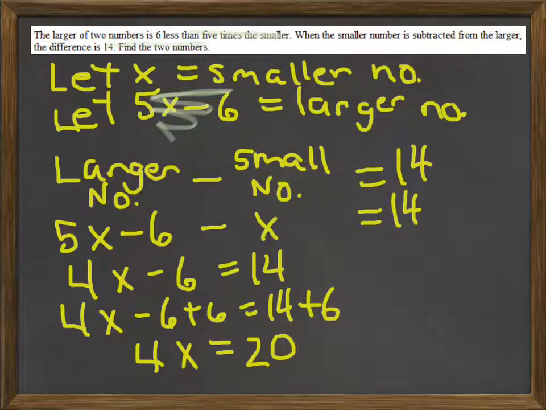The big idea here: use one of your sentences to set up expressions for the two different numbers, and use the other sentence to set up an equation.